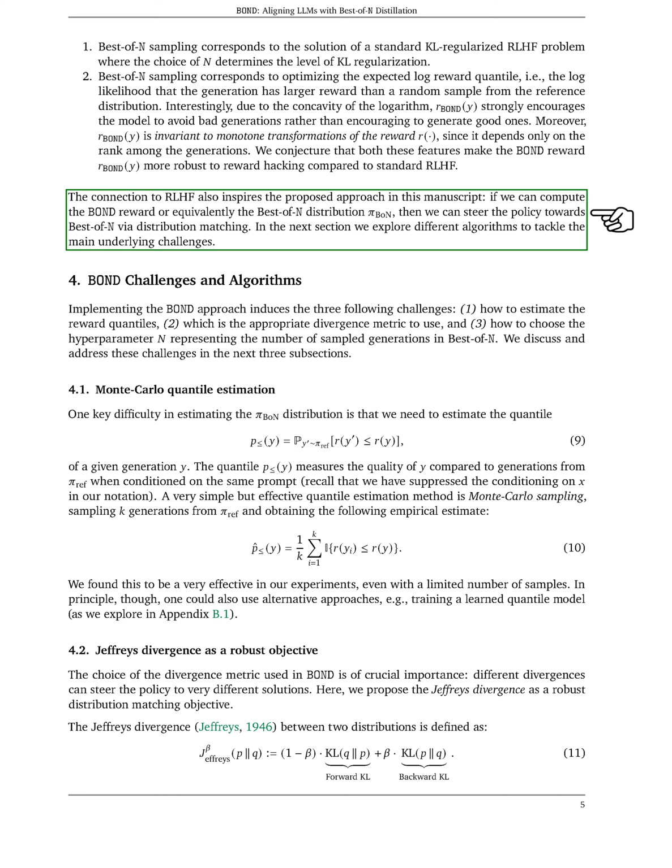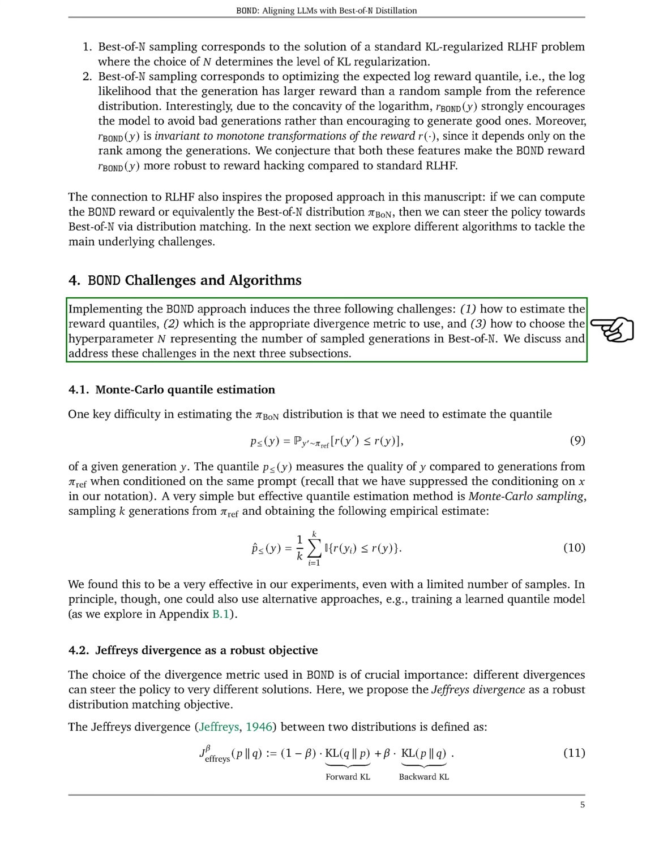Section: Bond Challenges and Algorithms. In this section, we address the challenges and algorithms associated with implementing the bond approach. We encounter three main challenges. First, how to estimate the reward quantiles. Second, which divergence metric is the most suitable. And third, how to select the hyperparameter that indicates the number of sample generations in the best of n method. We will discuss and tackle these challenges in the following subsections.